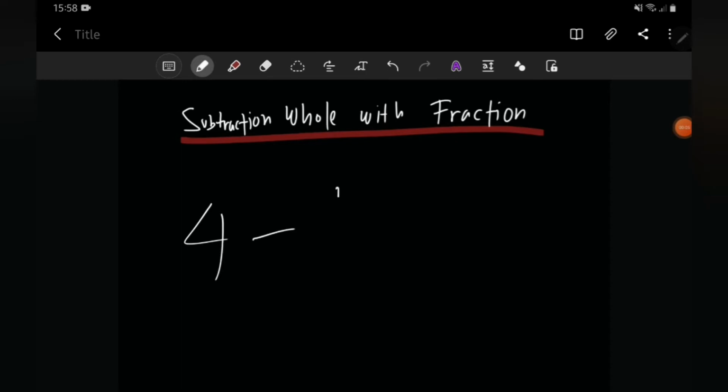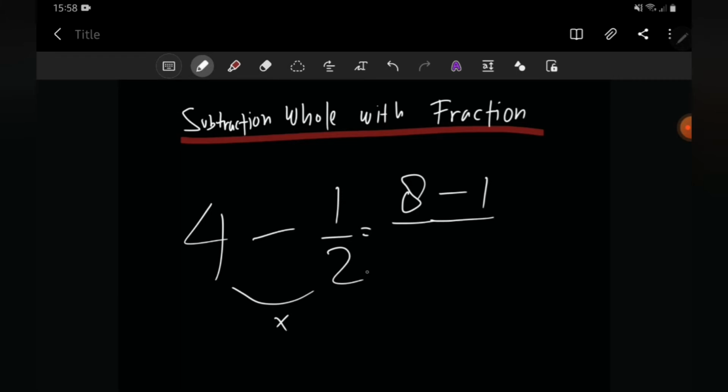We'll use 4 subtracted by 1/2. To do this, you can multiply 4 with 2 and you get 8. Put it at the top and move the minus 1 behind 8. So 8 minus 1, and the 2, just move it down there. Now you have 8 minus 1 equals 7 over 2, or in the simplest form it is 3.5.